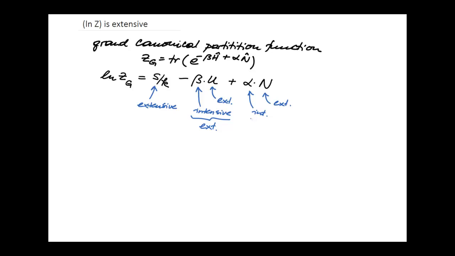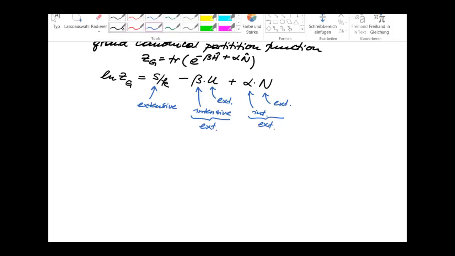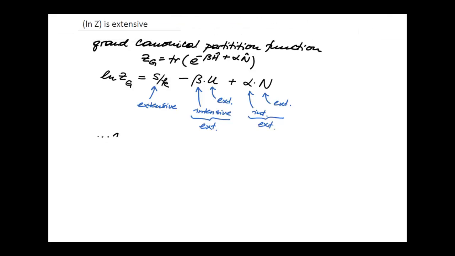And likewise, here the product alpha times n is extensive. So we find that the log of the grand canonical partition function is an extensive quantity, namely the entropy, minus beta times u, which is extensive, plus alpha times n, which is extensive. And of course, the sum of extensive quantities is also extensive. So as a consequence, we find that the log of the partition function is extensive too. What does that imply?